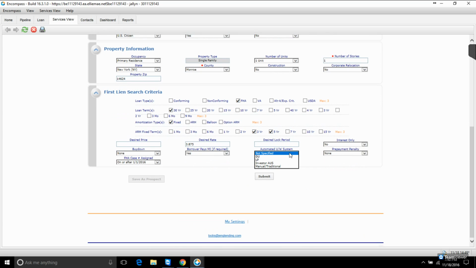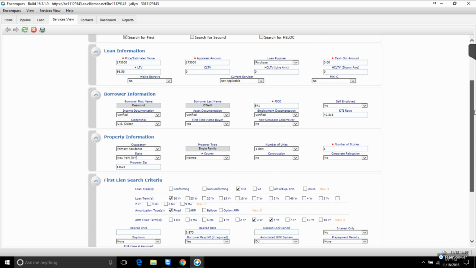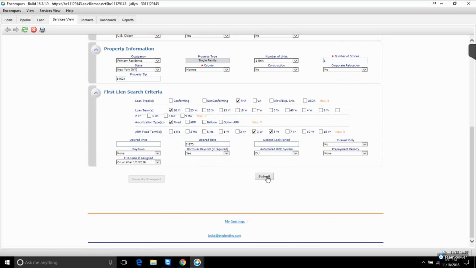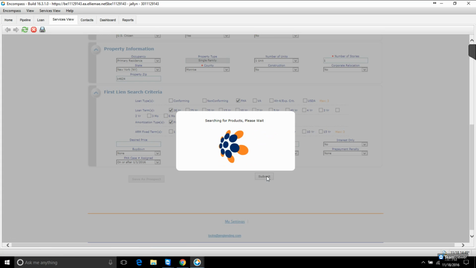And then the automated underwriting system, this little drop down. If you're using DU, which is what this FHA loan is, we're going to select that and hit submit.